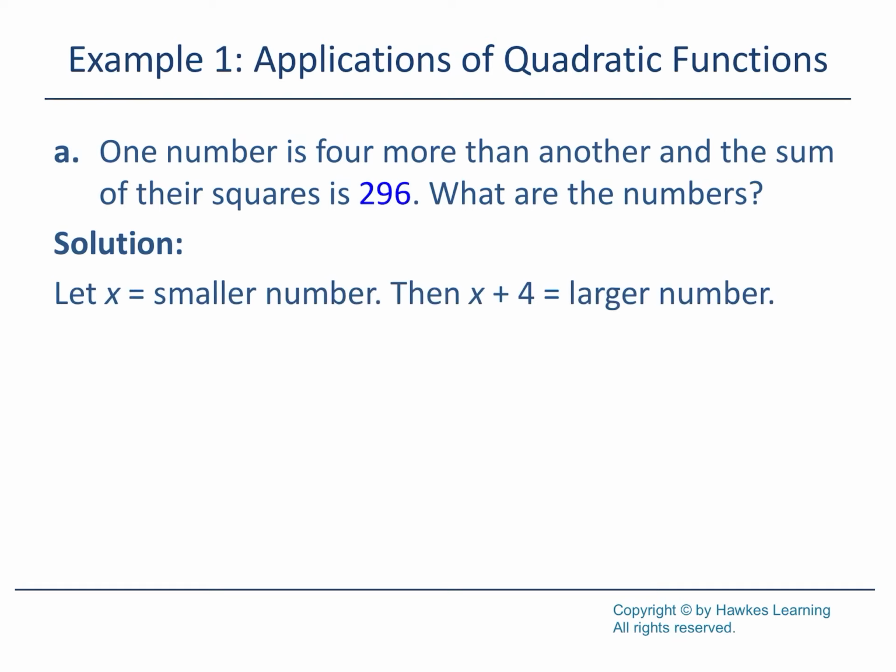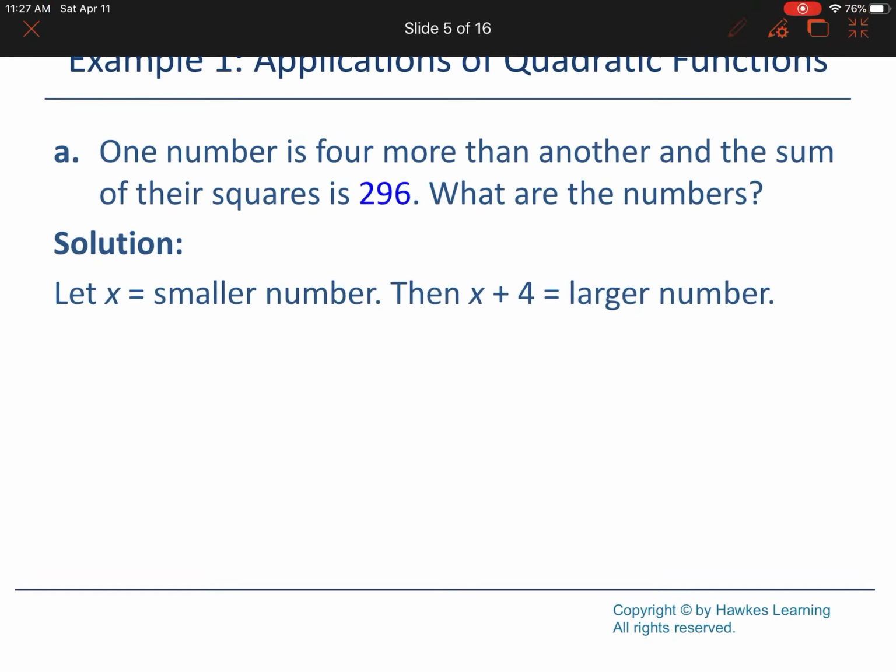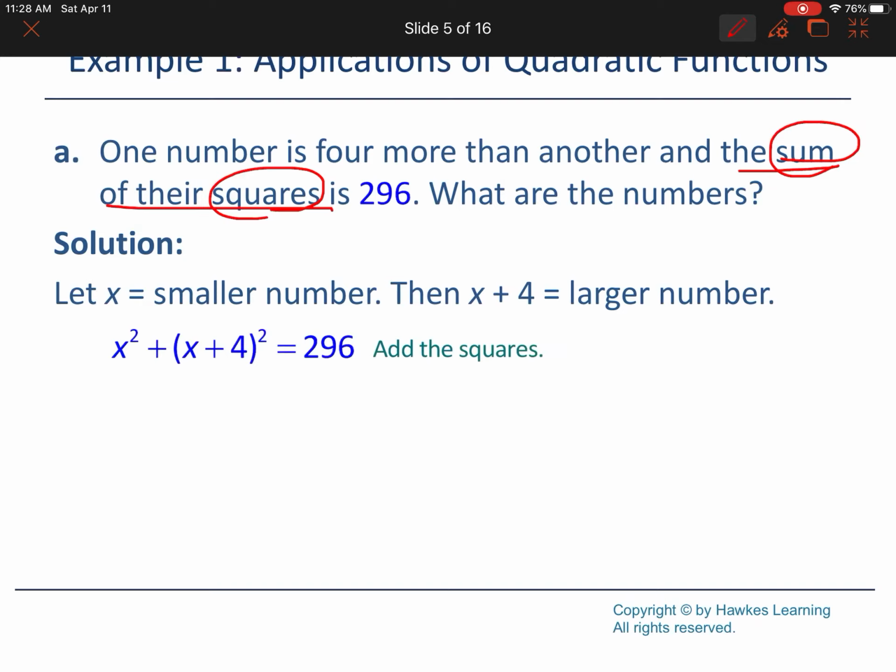Now it says that the sum of their squares is 296. This sum means we're adding two things together, and the squares means we have to square those things. So we're going to take x and x plus 4 and square them and add them together because that's the sum. And that's got to equal 296. So there is our equation. And now we just have to solve it.